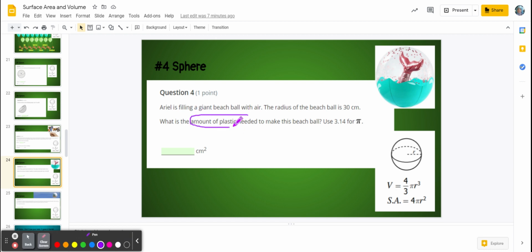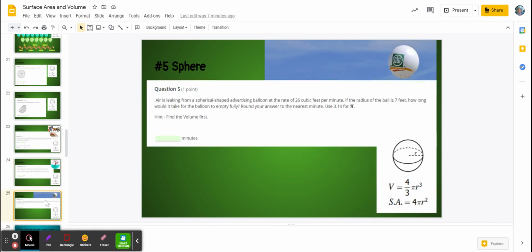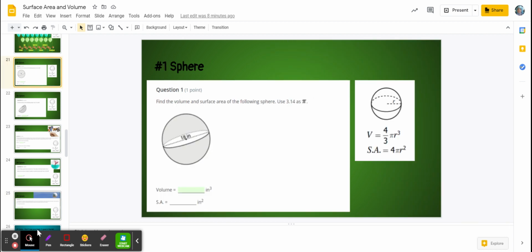When you're doing the amount of plastic, you want surface area. You remember that for me?